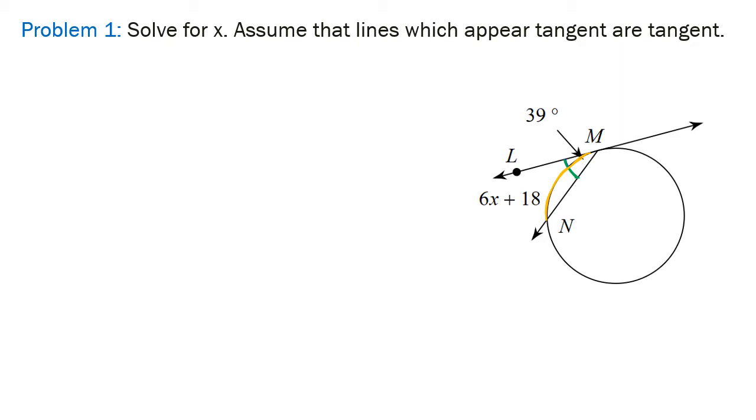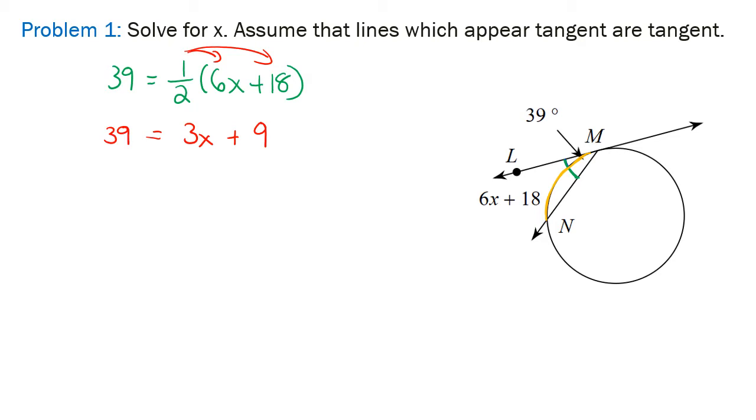So in the previous video we learned that the angle 39 will equal half the length of the arc, which is 6x plus 18. So we have an equation set up now. We're just trying to solve for x. Distribute your 1/2. When doing that, half of 6 is 3. Half of 18 is 9. So now we have 39 equals 3x plus 9. Continue to solve the problem.